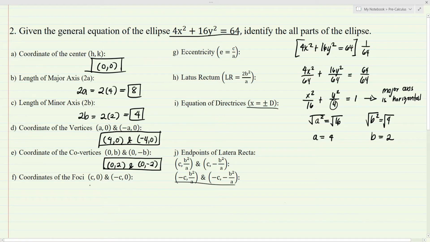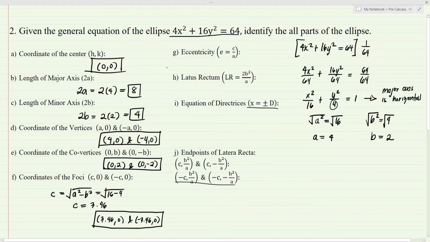For the coordinates of the foci, let's solve for c. We would use the same equation we've used in the previous problem, that is the square root of a squared minus b squared. Plugging in the values of a squared and b squared, I would have the square root of 16 minus 4, that is the square root of 12. If I convert that into decimal form, the square root of 12 is equal to 3.46, rounded off to 2 decimal places. Now that we have the value of c, the coordinates of the foci here would be (3.46, 0) and (-3.46, 0).